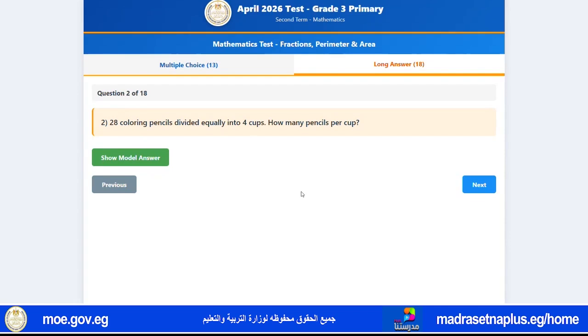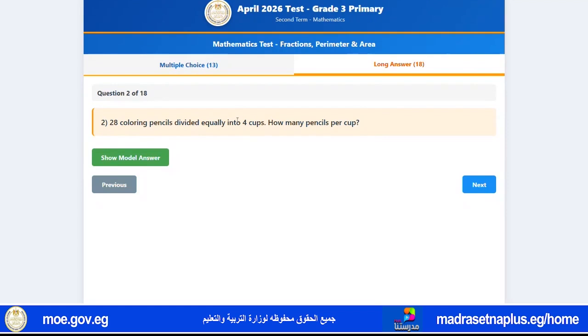28 coloring pencils divided equally into 4 cups. It's simple. When I say divided, sharing, put them equally, this is the meaning of division. So 28 divided by 4 equals 7. That's right. Why? Because 7 times 4 equals 28.